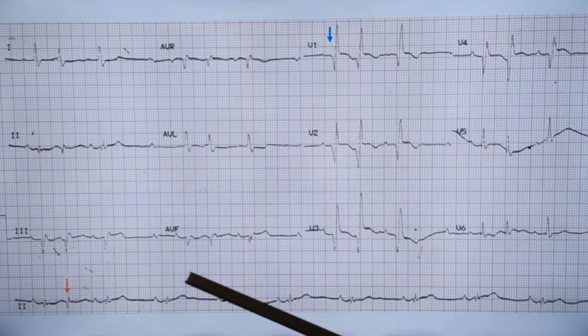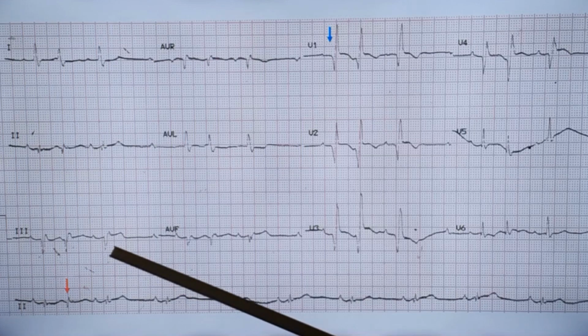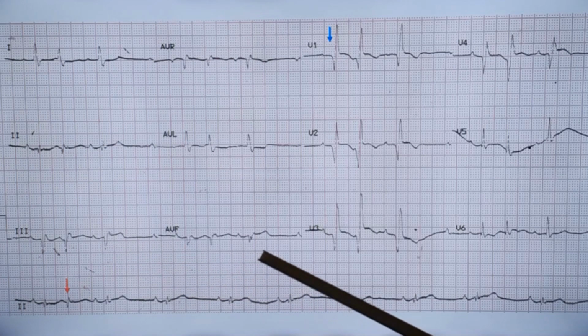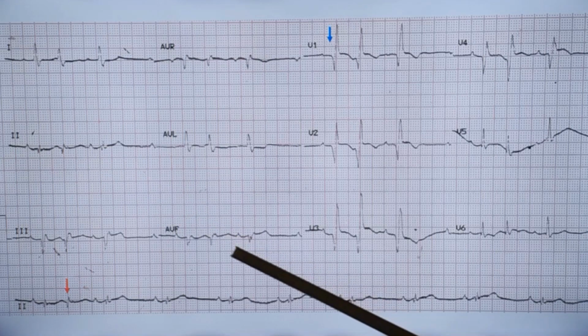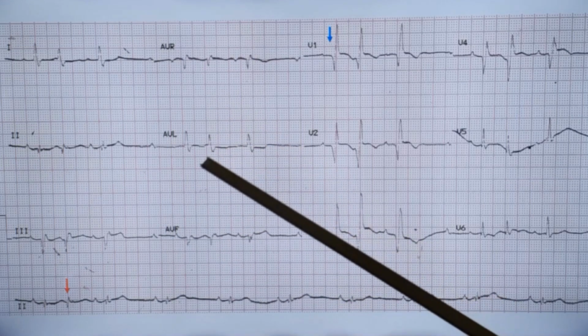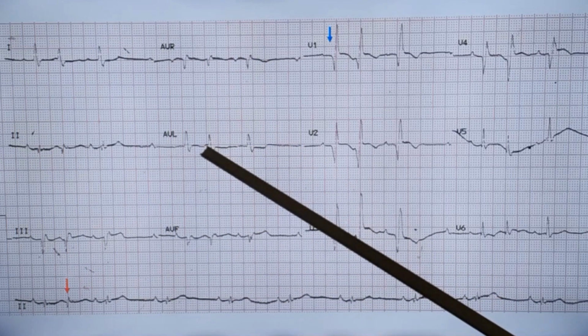These are small initial R waves followed by a deep S. But this is also slurred. So a small initial R wave followed by a deep S in inferior leads would suggest left anterior hemiblock. Corresponding to that, you will expect a small initial Q wave and a tall R in AVL and lead 1.